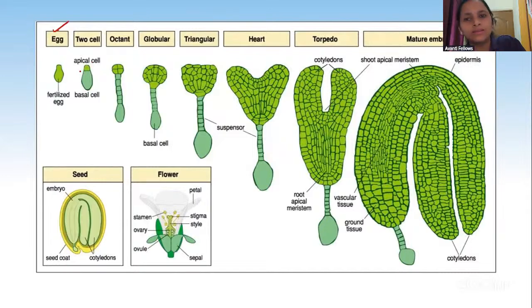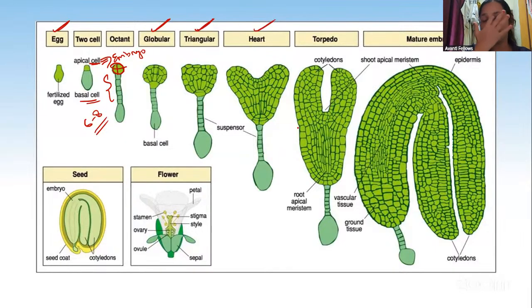The egg is divided unequally to give the apical cell and the basal cell. From the apical cell, the embryo has been formed, right? And the embryo, after the formation of the suspensor, the 6 to 8 cell suspensor, is now divided into the four cells. Now the stage is the globular stage, then the triangular stage. Why is it called the heart stage? Because it is forming a heart shape, right? So that's why it is called the heart shape.